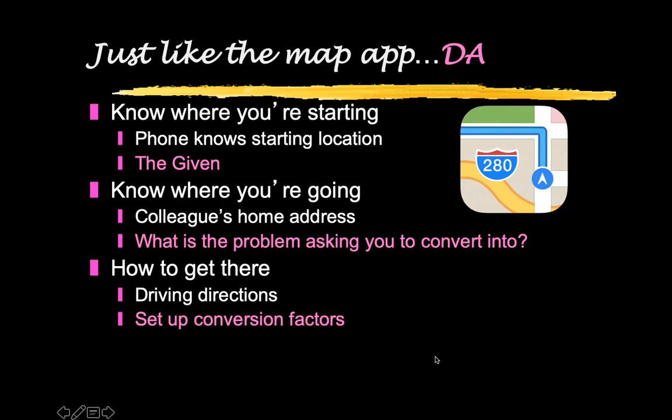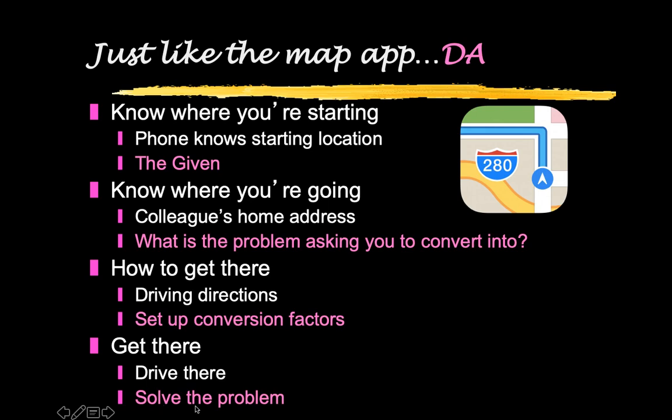So you're going to set up different conversions so that old units cancel. So we're going to be setting up ratios. So it's like a top and bottom. They're going to divide away. And then you'll be left with some new unit. And then, of course, you have to get there. So for the map app, that would be like following the directions and driving or walking there. For DA, this is where you would do the math. The math is really just multiplying and dividing. That part's not hard. It's the setup that takes some getting used to.